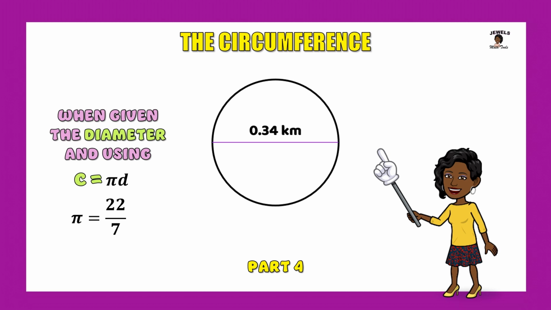In our session today, we are calculating the circumference of our circle when we're using the diameter formula. Our diameter is a decimal number and our pi is equal to 22/7. And if you're ready to see how this is done, let's get started.